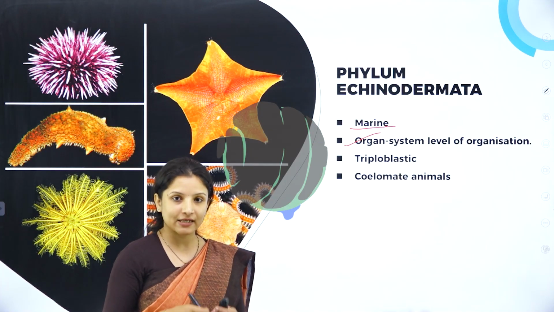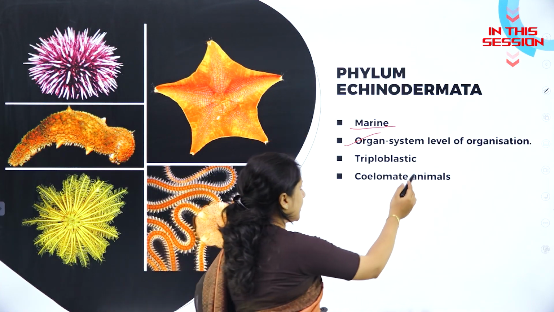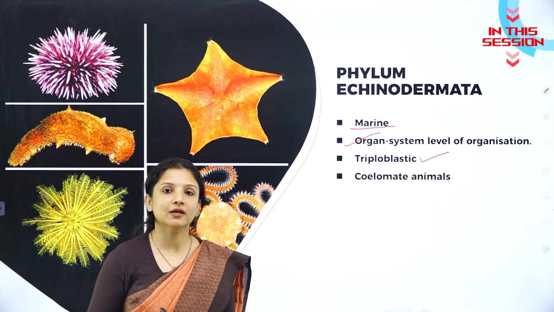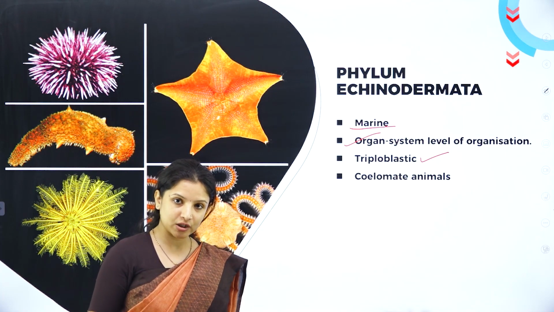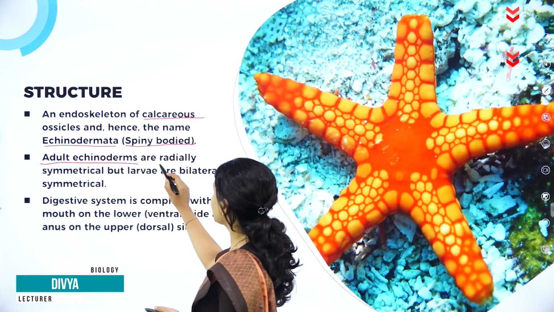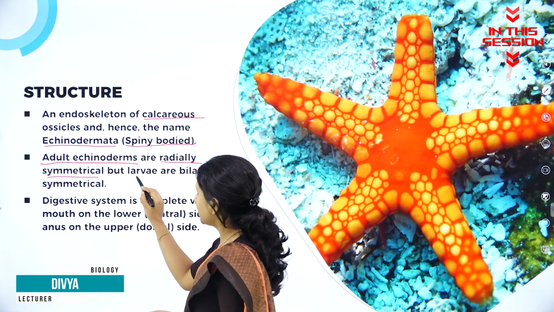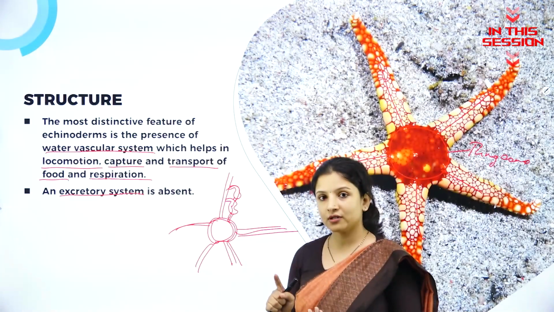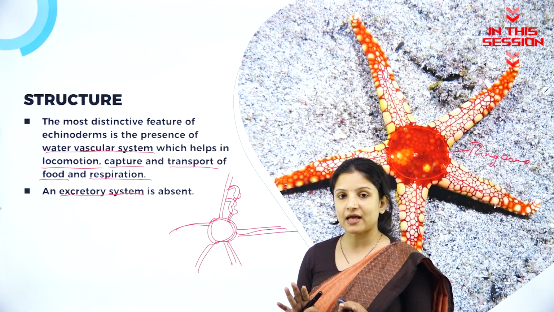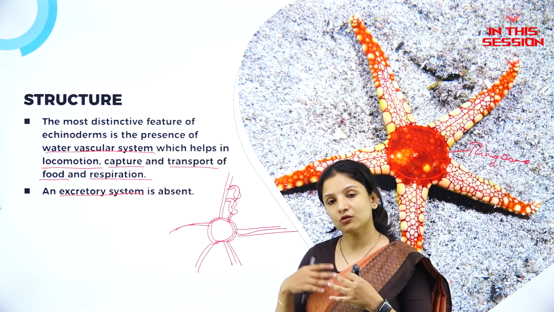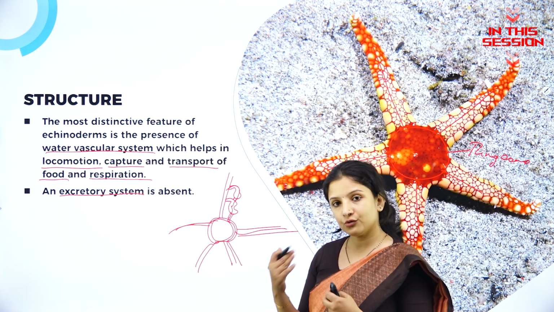The cells are arranged in 3 embryonic layers. That is why they are triploblastic, wherein they have an outer ectoderm, a middle mesoderm and an inner endoderm. The adult echinoderms or the matured echinoderms are radially symmetrical, but the larvae are bilateral symmetry. Don't think that if an excretory system is absent, they cannot eliminate the waste material. Waste material goes out of the body through the anus.